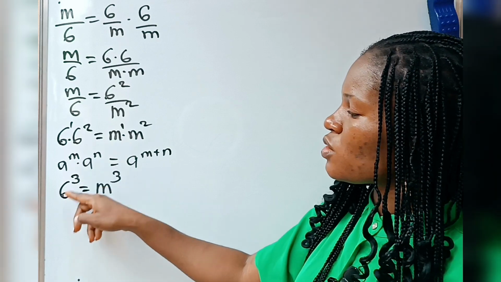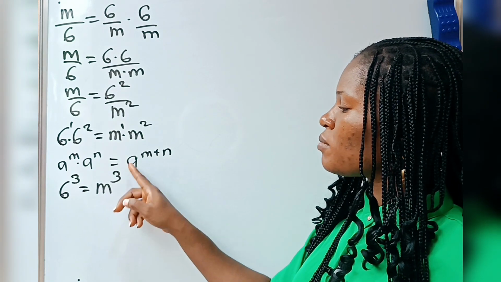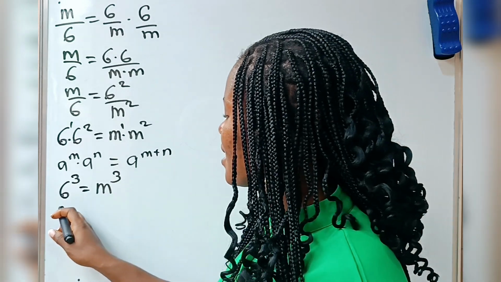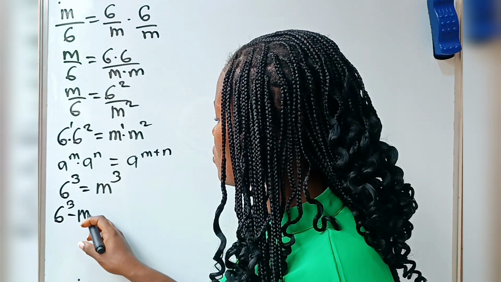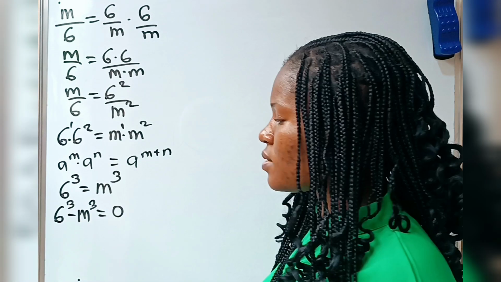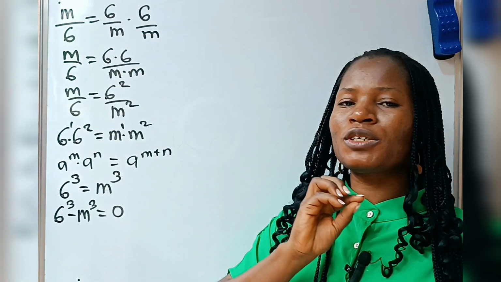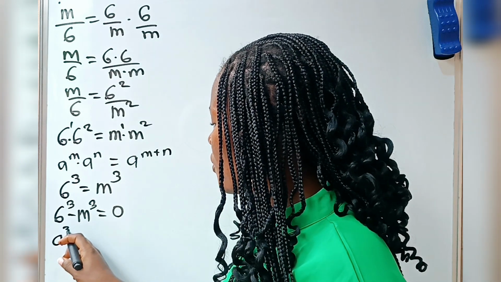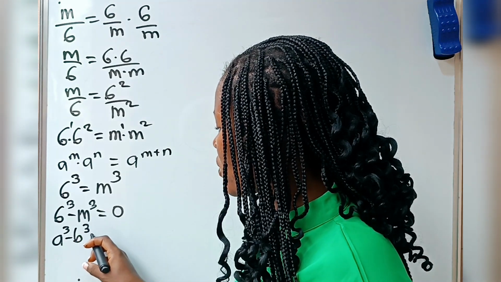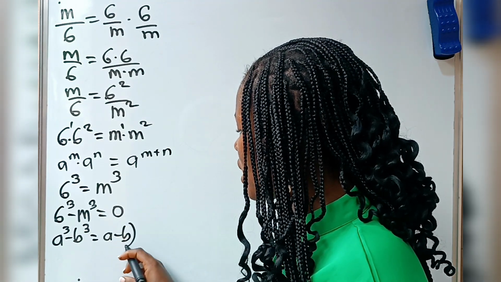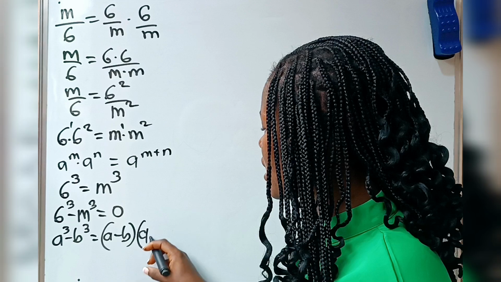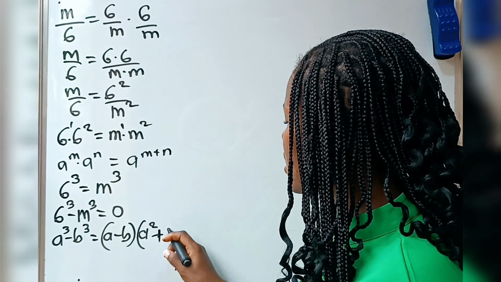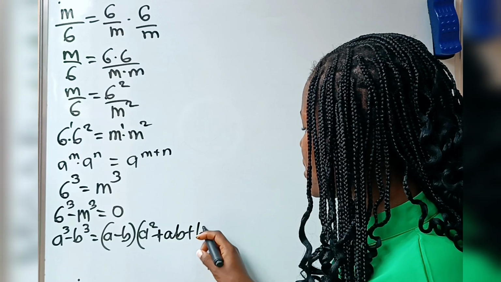If we transfer this to this side of the equation, plus m to the power of 3 becomes minus m to the power of 3. So we have 6 to the power of 3 minus m to the power of 3 is equal to 0. Now we have an algebra identity here, the one that states that a to the power of 3 minus b to the power of 3 is equal to a minus b multiplied by a squared plus ab plus b squared.